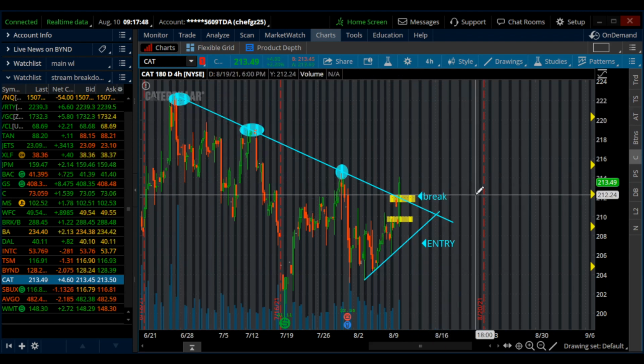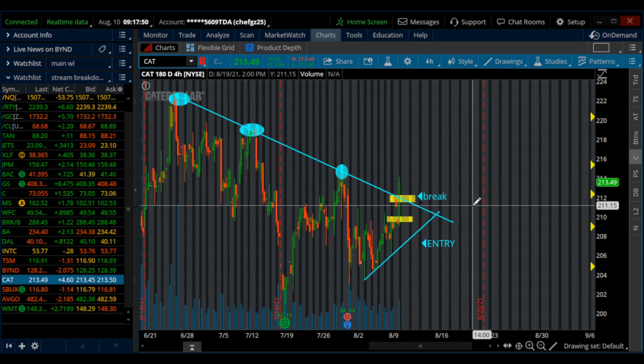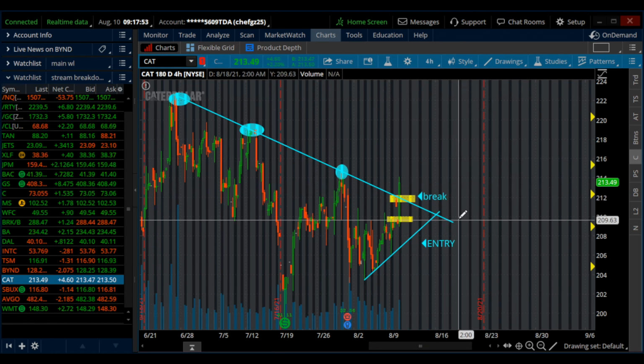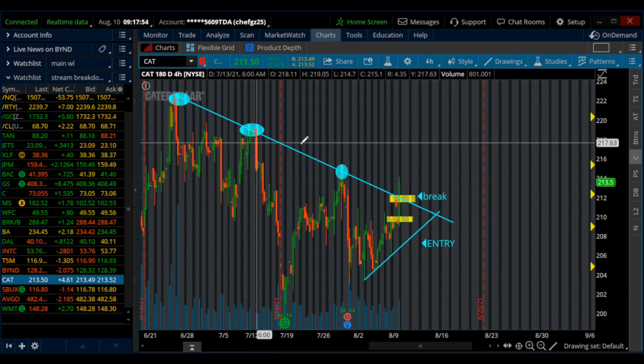So look out for this to create a staircase pattern. Look out for red candles to buy. And please, please do not miss this trade.